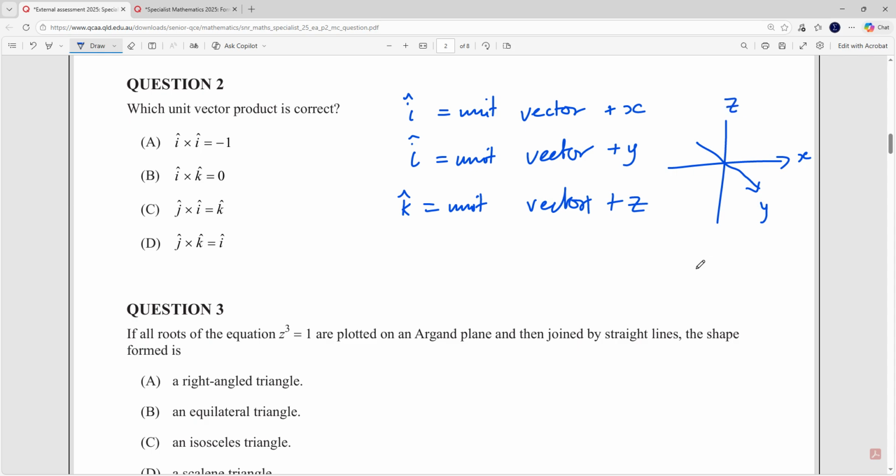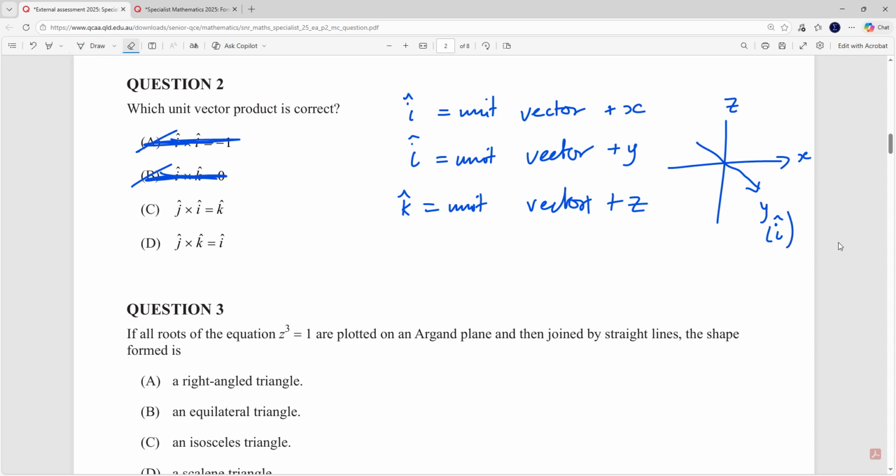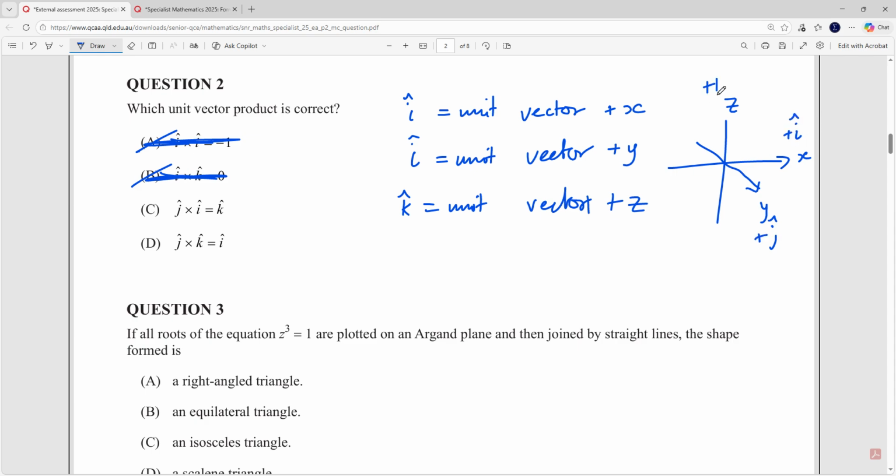Okay? Now, first of all, when you cross two vectors together, you get a vector. You do not get a number. So A and B are incorrect because they've crossed two vectors and they've given you a number. That is not true. You only get a number if you dot vectors together. If you cross them, you get an actual vector. Now, a lot of people would argue both of these answers are correct. So if you go vector, let's just write this out. So that's J. Oh, that's I. Very similar. So J, positive, I, positive, and K, positive.